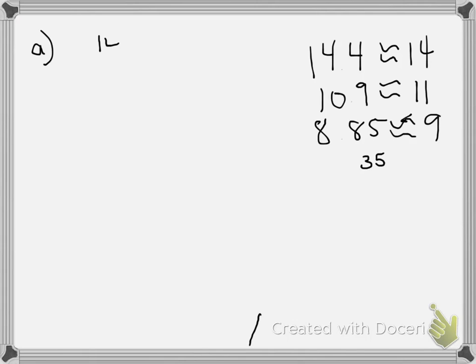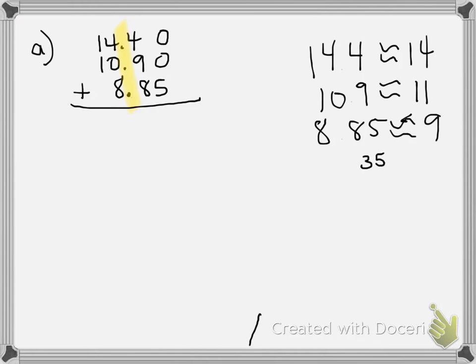So here I have 14 decimal 4. Then I have 10 decimal 9. Make sure you can see my decimals. And 8 decimal 85. And notice that all my decimals are here in a line. Then I'm going to add those together. Now I'll go to add the 5 first, but I notice that above it there's blanks. So I fill in those blanks with zeros because really there's no number there. We know a 0 would be in its place.